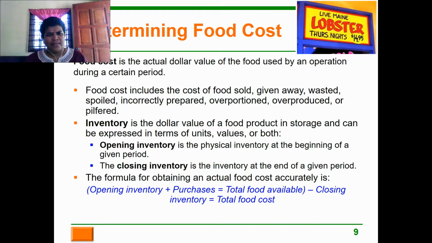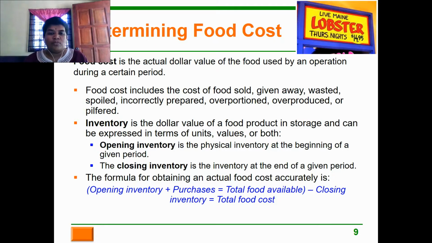Inventory is the dollar value of a food product in storage and can be expressed in terms of units, value, or both. Under inventory, we have two types: opening inventory and closing inventory. Opening inventory is a physical inventory at the beginning of a given period of time. Closing inventory is an inventory at the end of the given period of time.